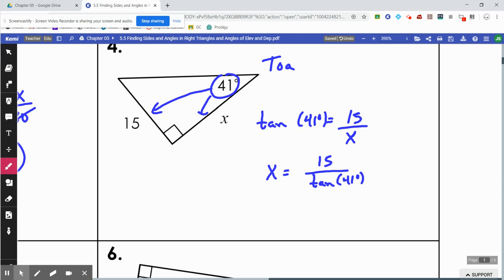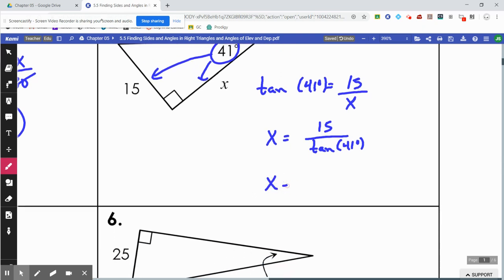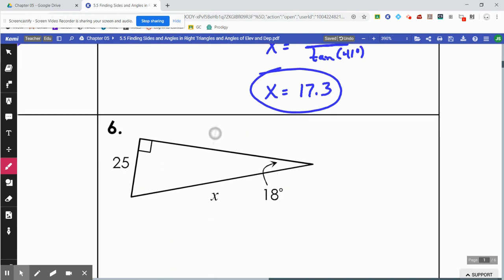If you ever work out a problem to where one of the legs is longer than the hypotenuse, you know that that would be wrong. So here, when we type this in, we get about 17.3. Now, you got to be careful too. Make sure that when you're typing this in, that is the answer you get, because sometimes the calculator can be tricky about how to type that in.